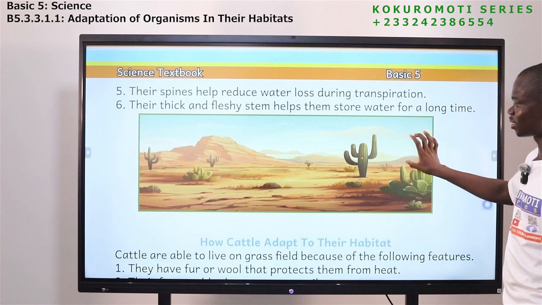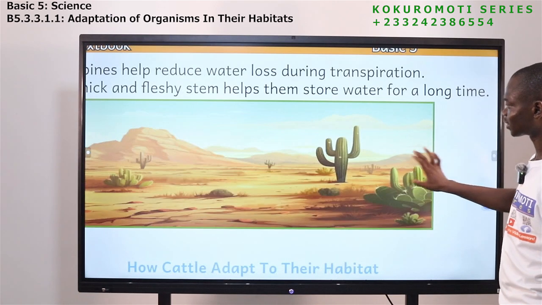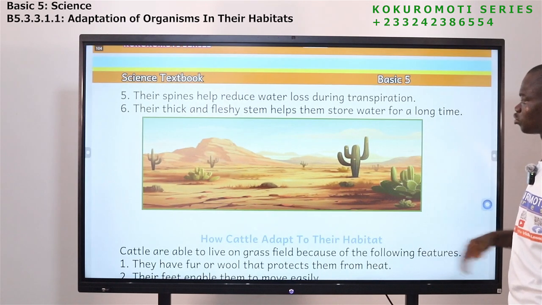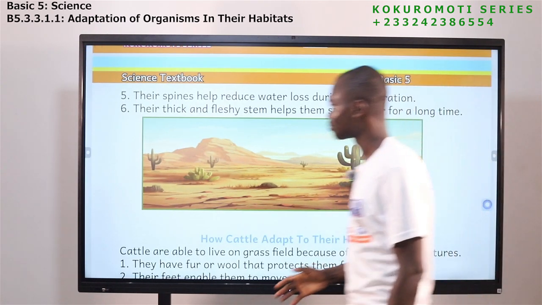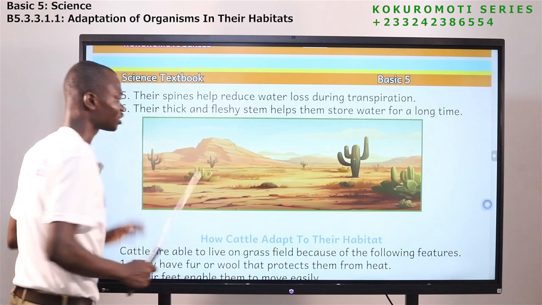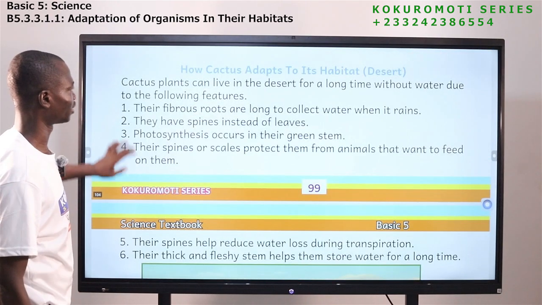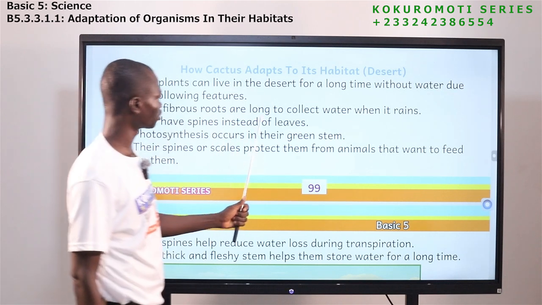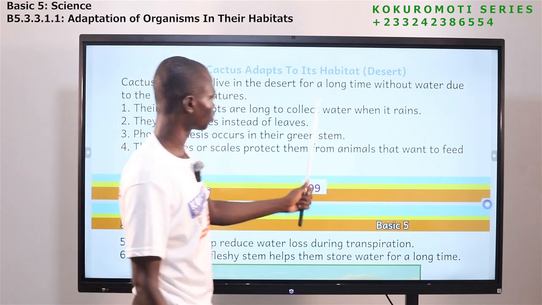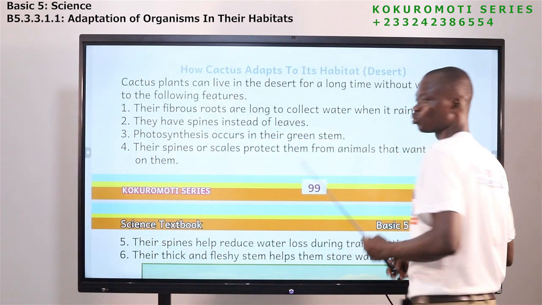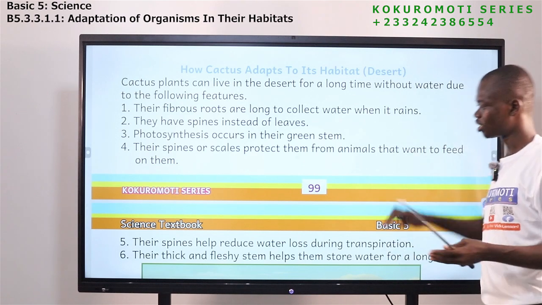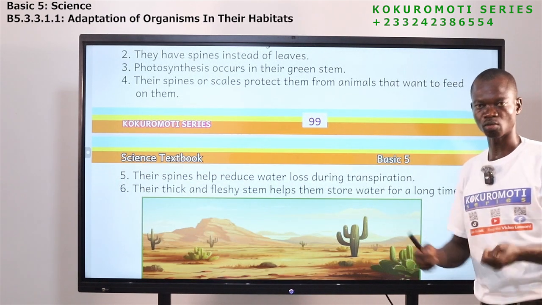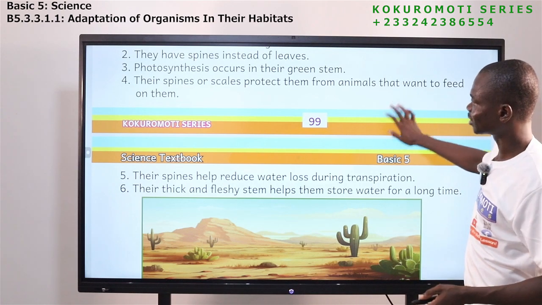So desert is just a place where water is very scarce, but these plants are able to thrive over there. So we are going to look at how they are able to survive in the desert. The first one is that they have fibrous roots that are long to collect water when it rains. Their fibrous root system is able to collect and store water for a very long time.